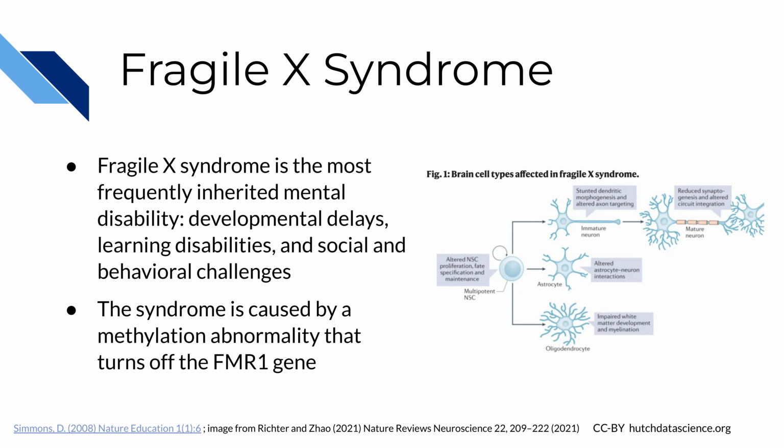Fragile X syndrome is the most frequently inherited mental disability. It includes developmental delays, learning disabilities, and social and behavioral challenges, and it affects males more often than females. The syndrome is caused by methylation abnormality that turns off the FMR1 gene.